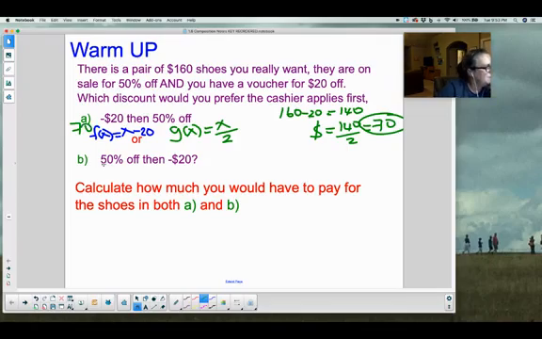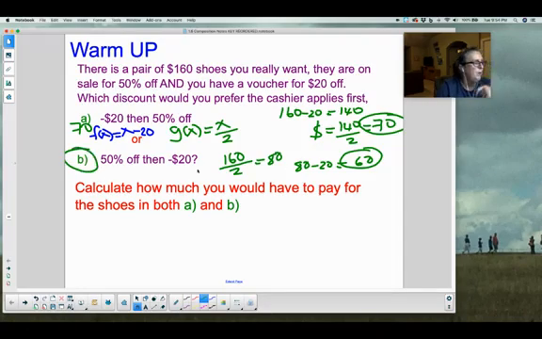Okay, let's have a look at this one. The first thing we're going to do this time is take 50% off. So we're starting at $160, dividing it in 2, so we're paying $80. Then we take $20 off that. So we've got $80, take away 20, and we're only paying $60. So it made a huge difference. It's much, much better if we do it this way around.